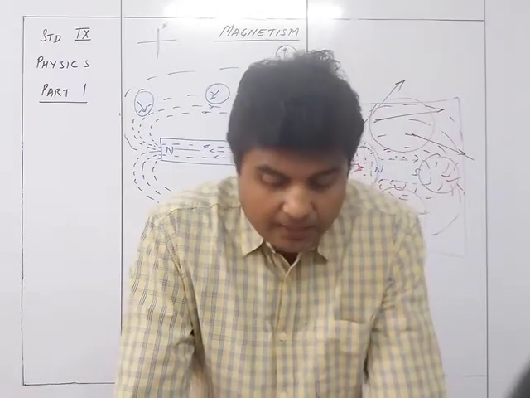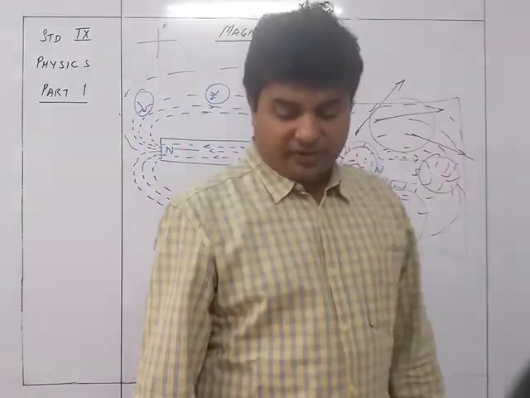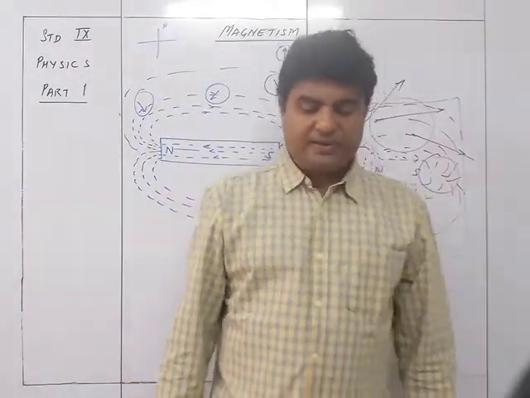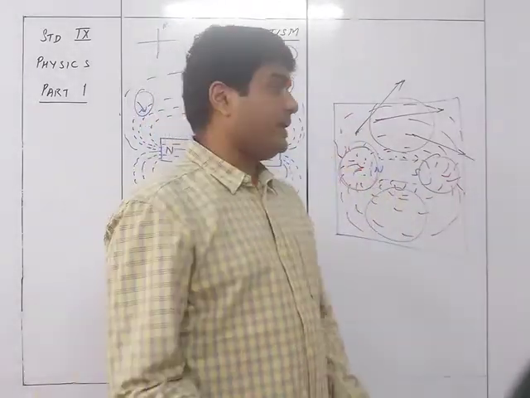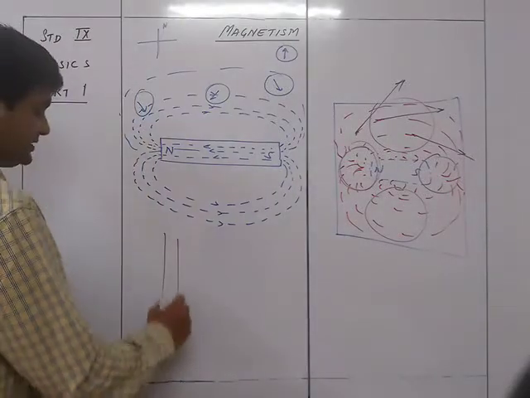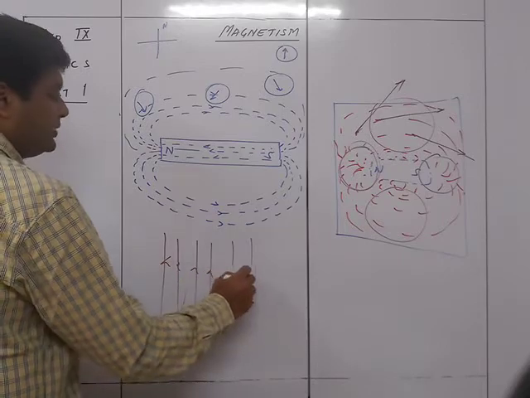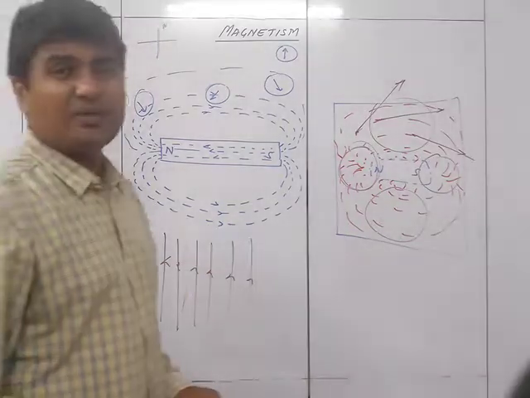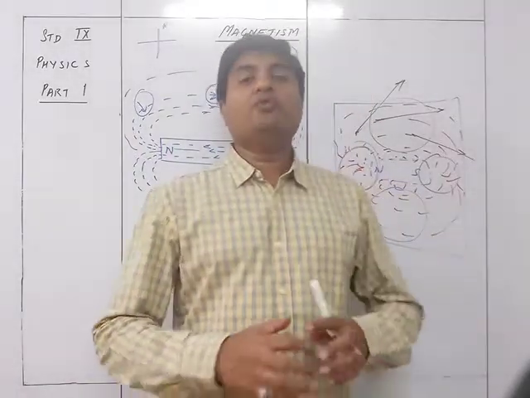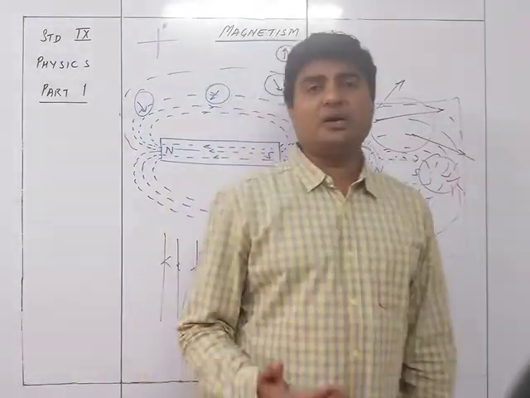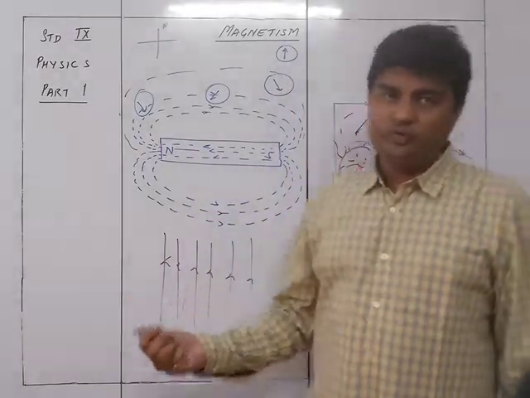Point 6. Parallel and equidistant field lines represent a uniform magnetic field. The Earth's magnetic field in a limited space is uniform. So when you see that the magnetic field lines are something like this, parallel lines, it will be understood that these are uniform magnetic fields, which are normally found for a very big magnet. For example, the Earth's magnet is going to have a magnetic field around the Earth which will be a uniform magnetic field.